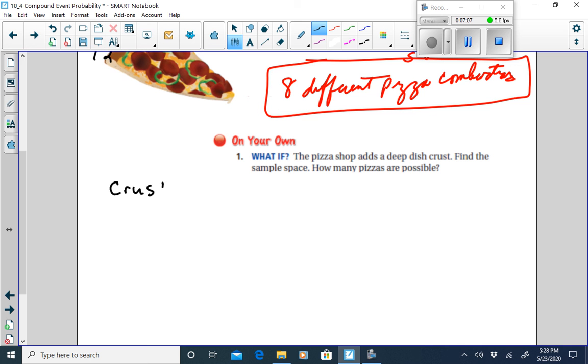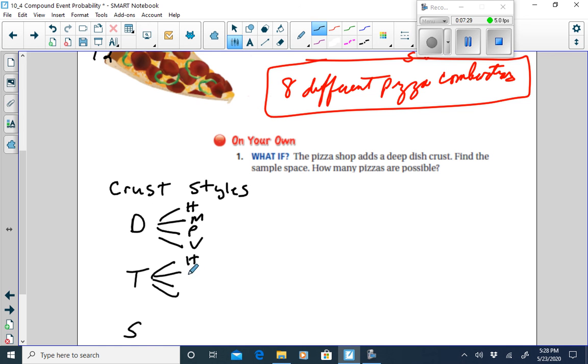First, we're going to start with the crust, but there are 3 possible crusts. We're going to add the deep dish, but then we still have the thin crust and we still have the stuffed, right? And then we have the styles. With our styles, there are 4 possible styles for each, right? H, M, P, and V. 4 possible styles here. H, M, P, and V. And 4 possible styles here. H, M, P, and V.